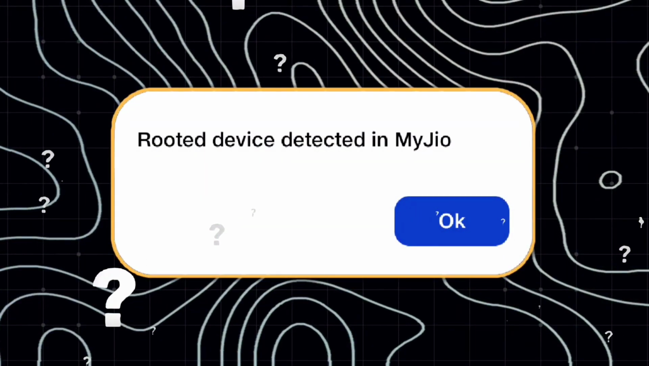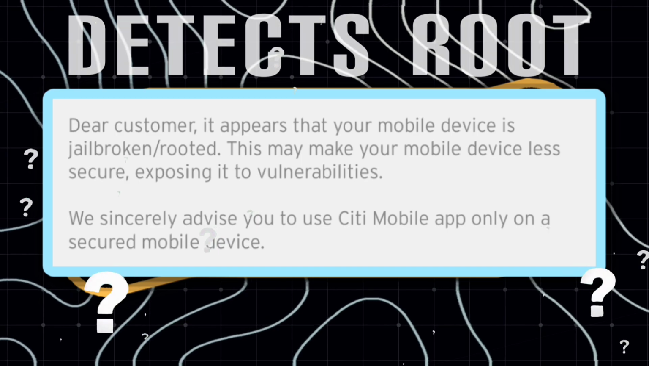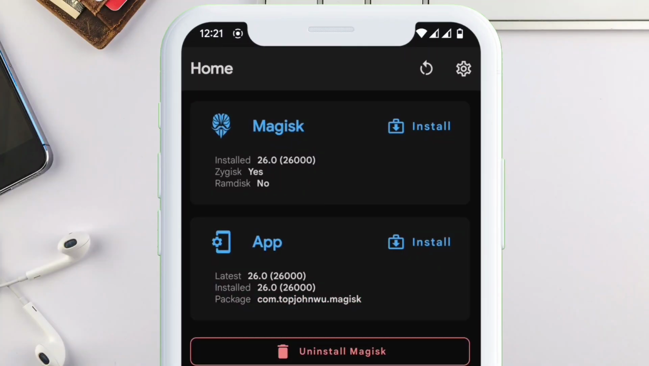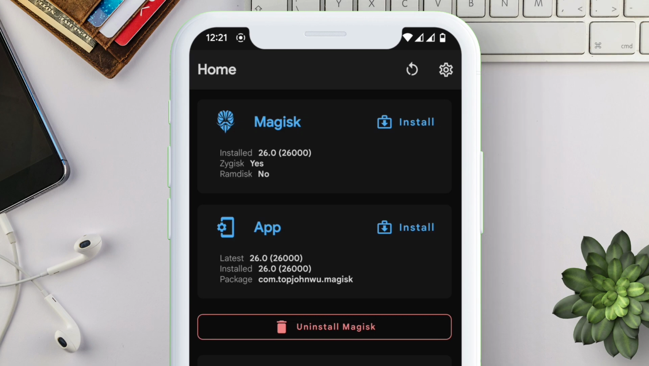If you face errors like this, this and this, where the apps are detecting root due to the Magisk app being installed, then continue watching this video for a solution. Let me show you that I am rooted with the latest Magisk version 26.